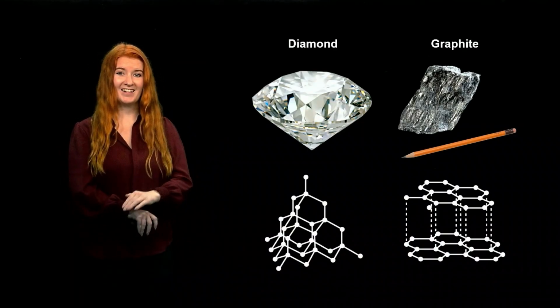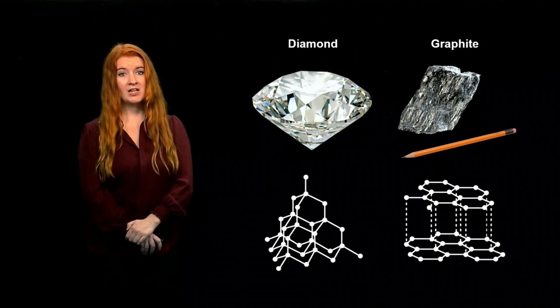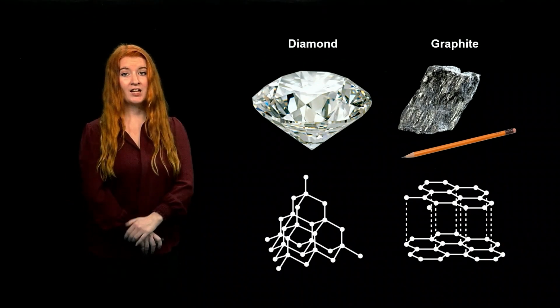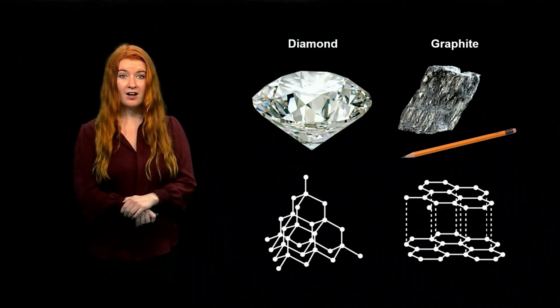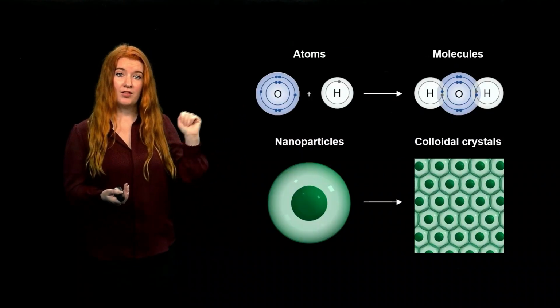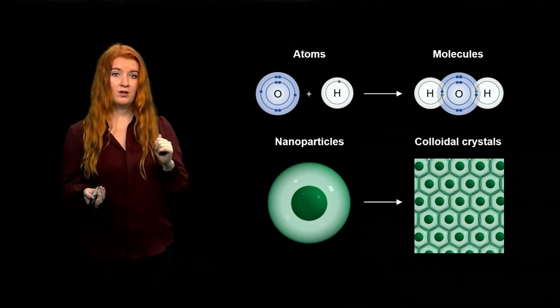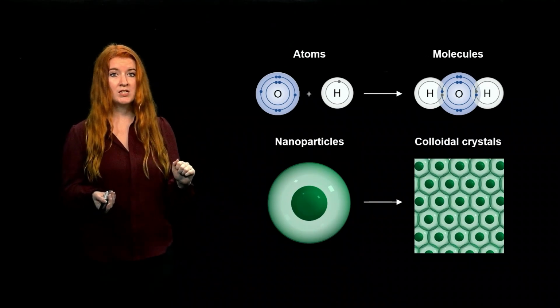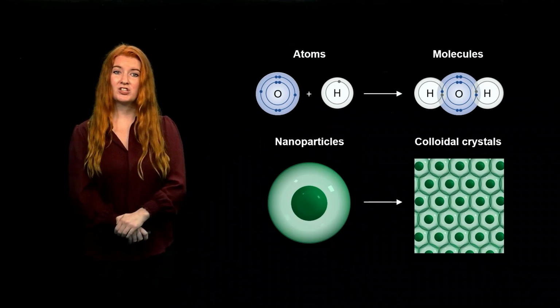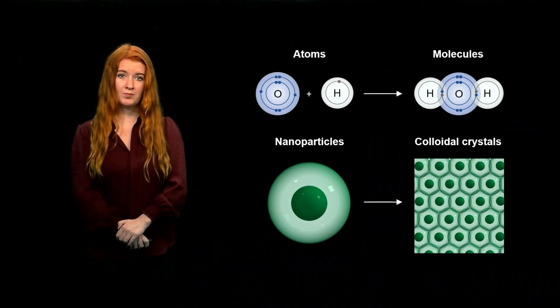You may also know that diamond and graphite, or pencil lead, are both made of carbon atoms in different arrangements, and that, as a result, these materials have vastly different properties. Just like atoms are the building blocks of conventional matter, nanoparticles can also be used as building blocks to build larger and more complex materials. These materials also have different properties based on how their fundamental building blocks, the nanoparticles, are arranged.